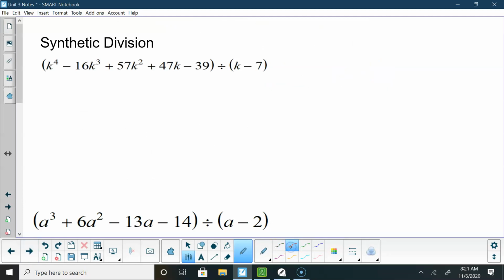So, you can't have a not equal 1 in this case. You have to make sure whatever is in front of that variable is a 1. That's the only time you can actually use synthetic division.